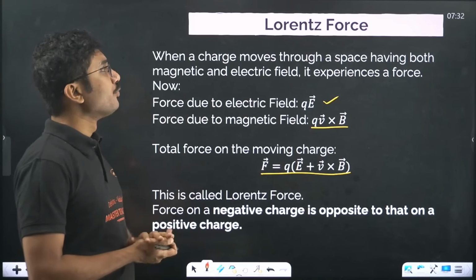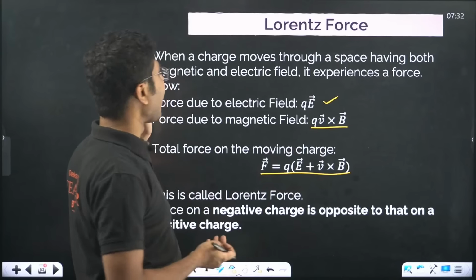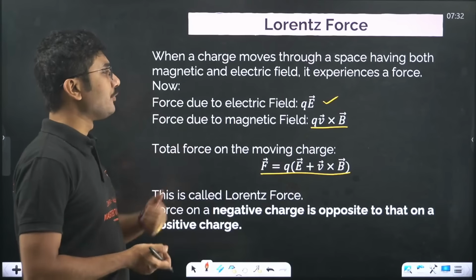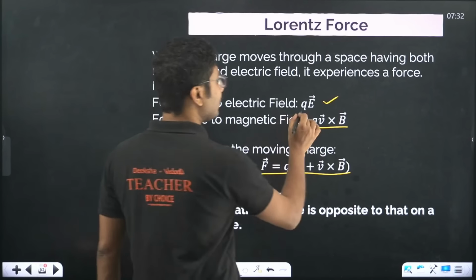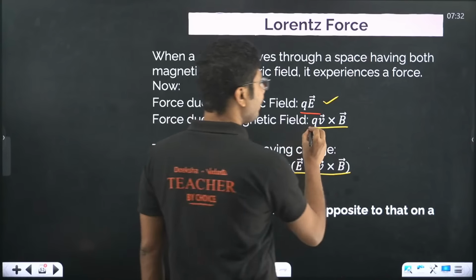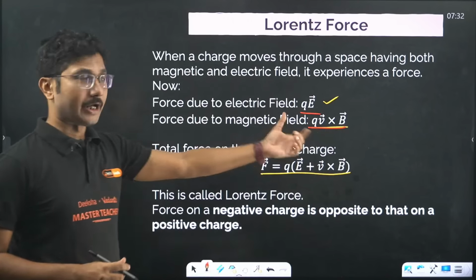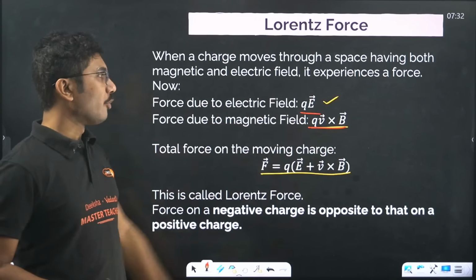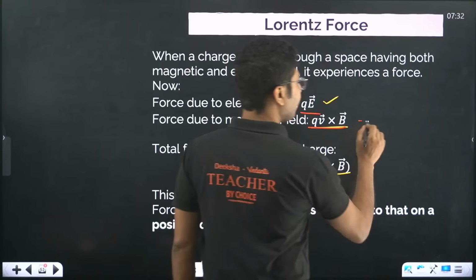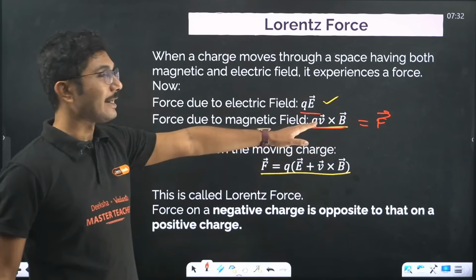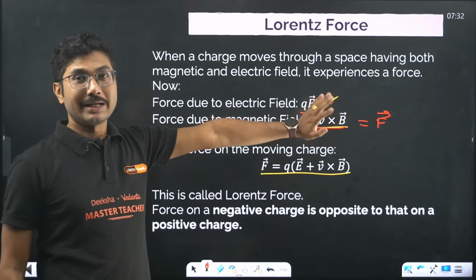When a charge moves through a space having both magnetic and electric fields, it experiences a force. The force due to the electric field is given by Q into E. The force due to a magnetic field is given by Q into V cross B. This is the vector product, V first, B second. If they give you the force and ask what the velocity is, you cannot directly simplify using the direction method.